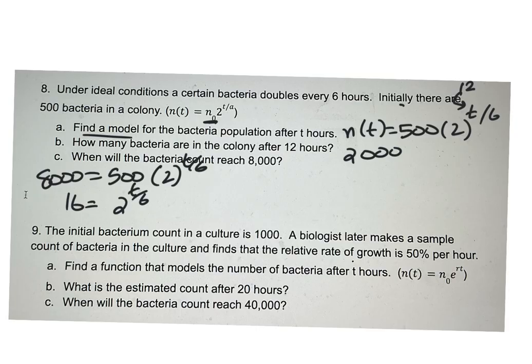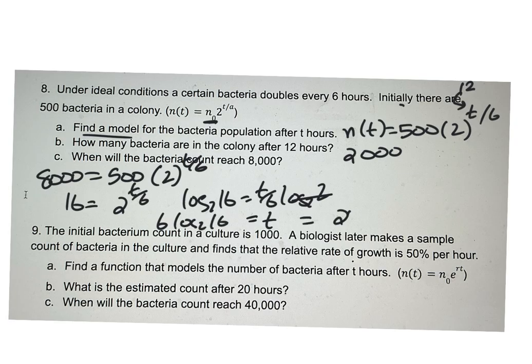Anytime I'm looking for an exponent, I'm going to take the log of both sides. I'm going to do log base 2, because I can put the exponent in the front. And also, what happens if I do log base 2, that cancels. So my final answer is going to be multiplying 6 times log base 2 of 16. And if you punch that in, you're going to get 24 hours.